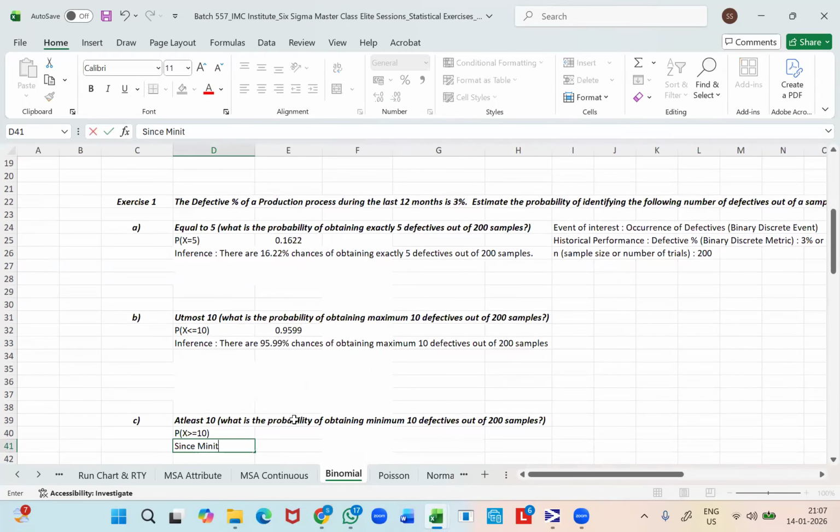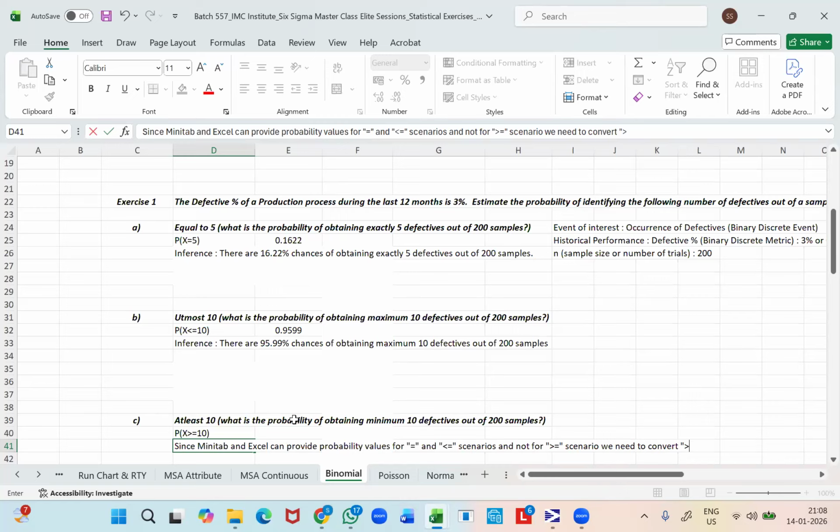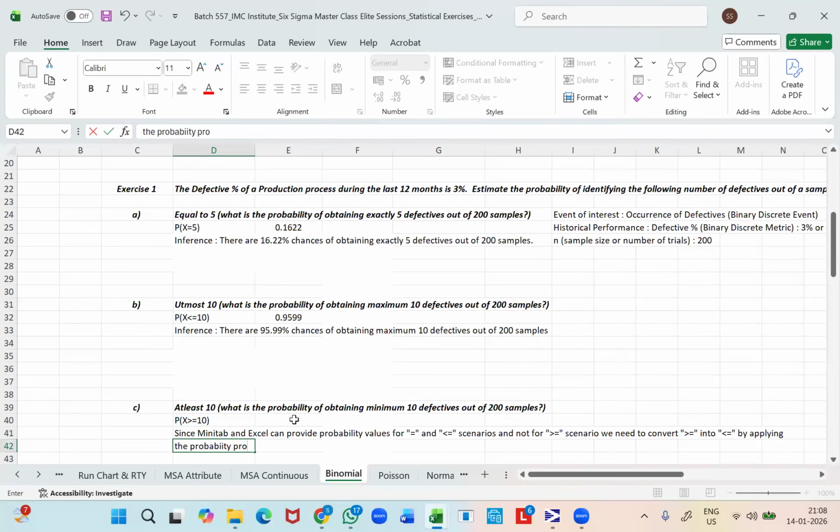So since Minitab and Excel can provide probability values for equal to and less than or equal to scenarios, and not for the greater than or equal to scenario, we need to convert greater than or equal to into less than or equal to by applying the probability property, which says the sum of all the individual probability values for a given scenario will be equal to 1, right?